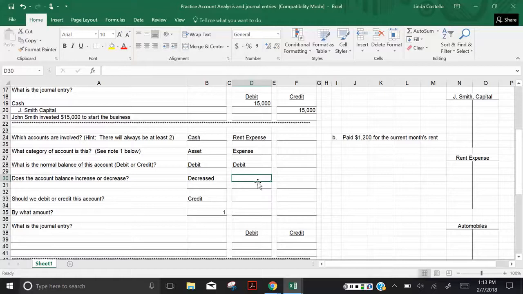Did the balance increase or decrease? Well, before this business transaction, we didn't have any rent expense on the books. Now we have some rent expense to record on the books, so the balance increases. How do we get rent expense to increase? Well, we do the same thing as its normal balance, like signs add, debit. By how much? $1,200.